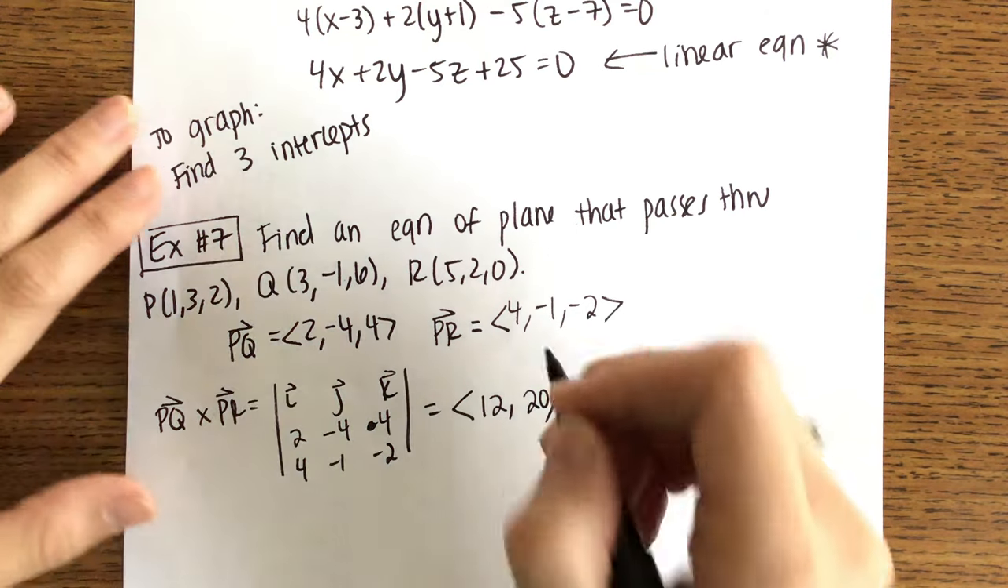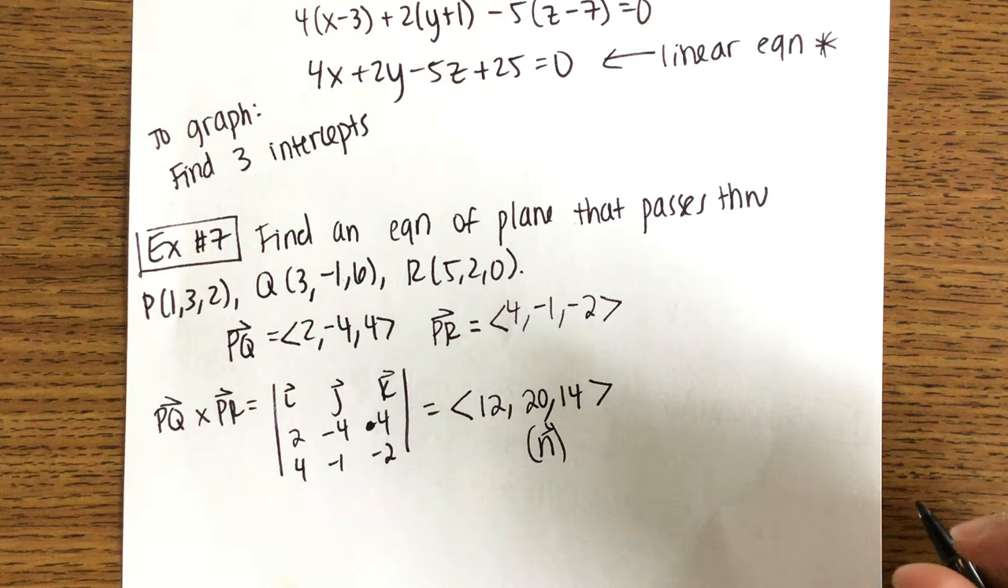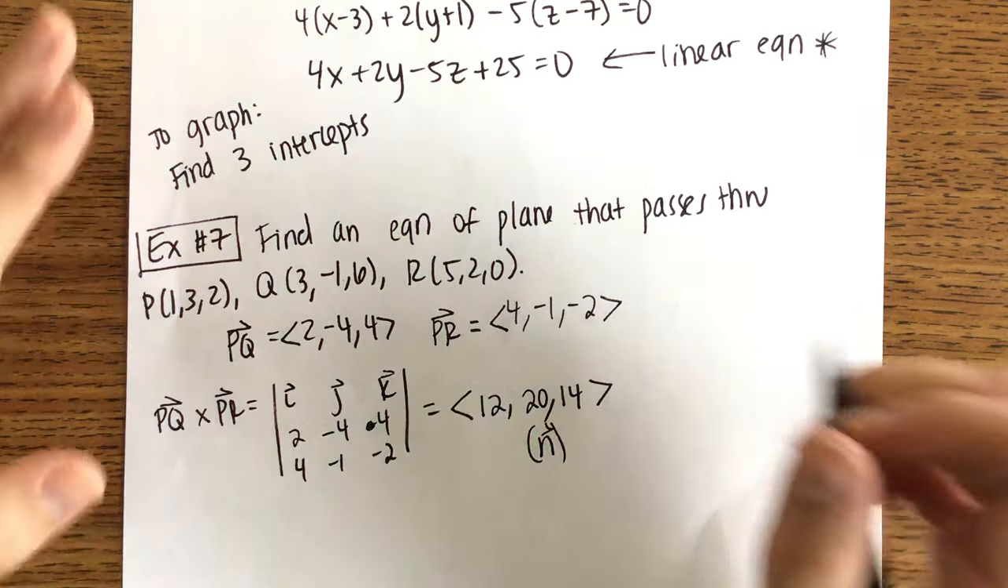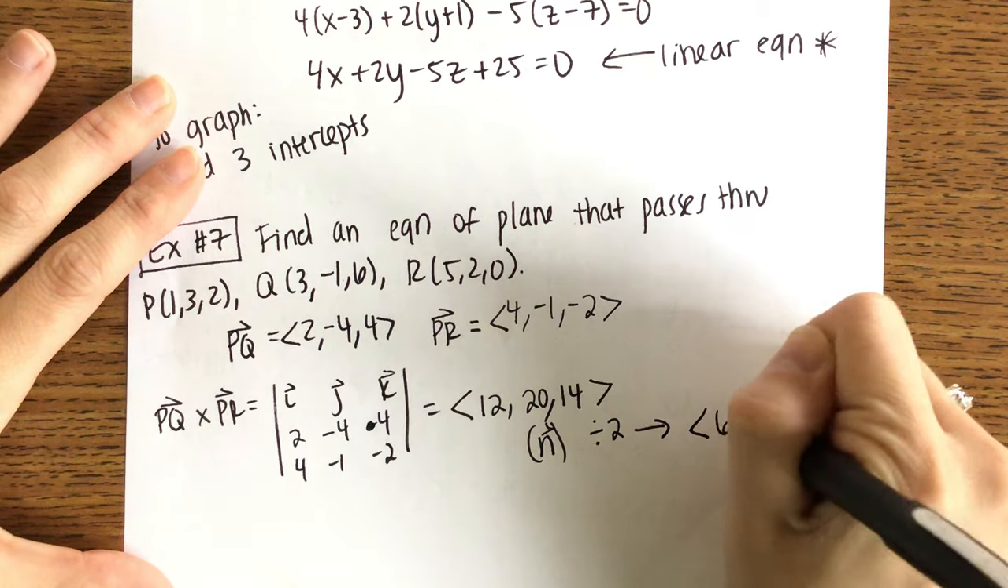Okay, you can definitely use this as n if you want to. Any scalar multiple is still going to be perpendicular to the plane. So I normally simplify if I can. So I divided by 2 and got 6, 10, 7.